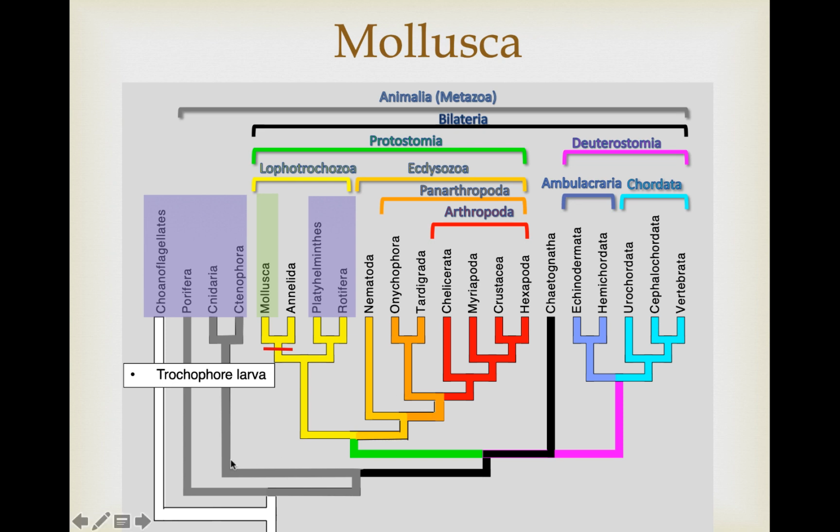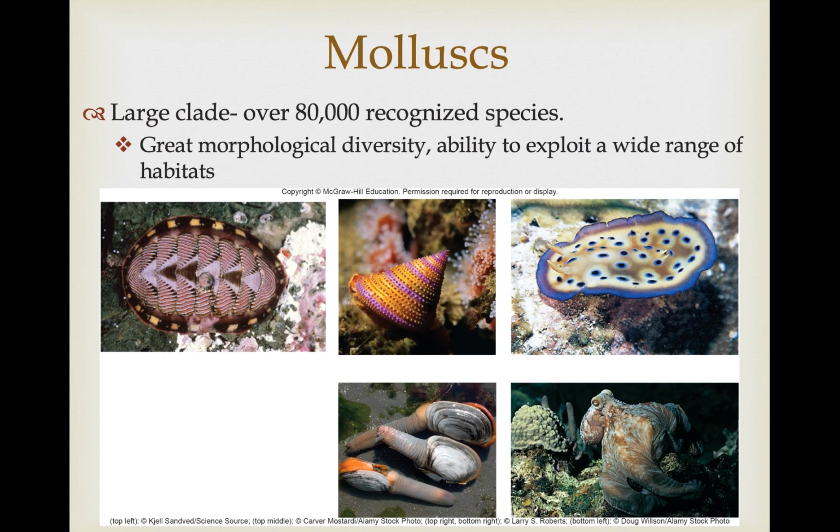We're going to see that the mollusks have a number of larval forms. One of these, the earliest form, is one that is actually shared with the annelid worms. As I mentioned, this is a big group, a very large clade, over 80,000 recognized species, and probably more than that that need to be scientifically named. And they also show a great morphological diversity. We're going to see that this is relatively a truism, that a group that's very diverse as far as number of species also are morphologically diverse. Those kind of go hand in hand.